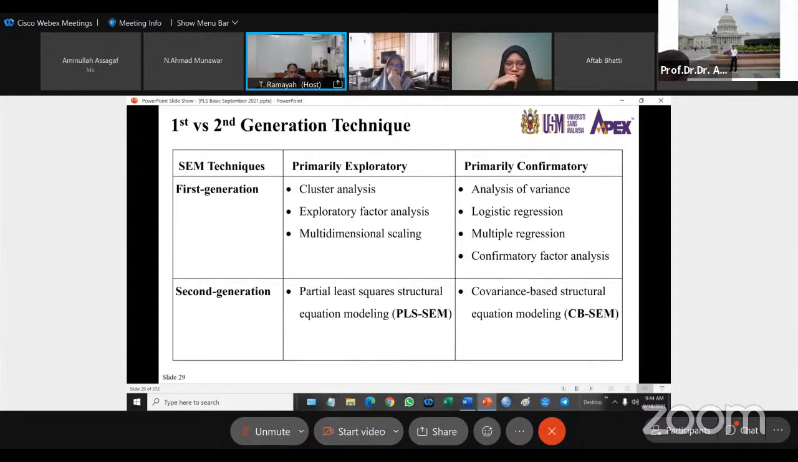In first generation, we can also divide the analysis into exploratory and confirmatory. In exploratory, we can use techniques like cluster analysis, exploratory factor analysis, and multi-dimensional scaling. For confirmatory analysis in the first generation, we have analysis of variance, logistic regression, multiple regression, and confirmatory factor analysis. Those are the divisions. In second generation, we have partial least square SEM, which is also called the variance-based SEM. And on the right-hand side, we have covariance-based SEM. These are techniques. We also have a lot of software under each technique, so I will explain what those software are.